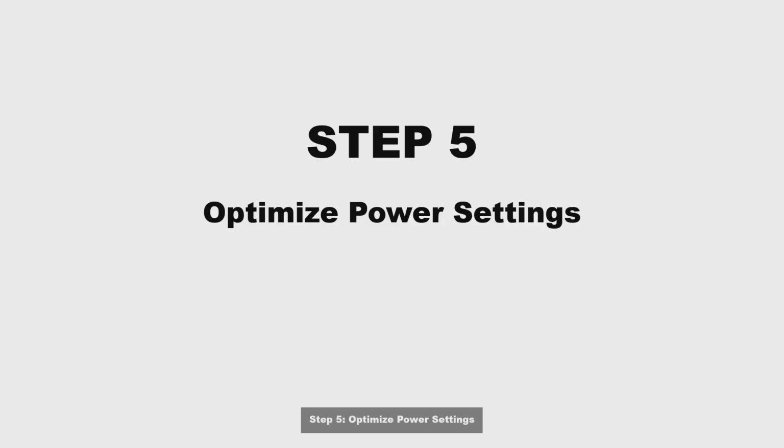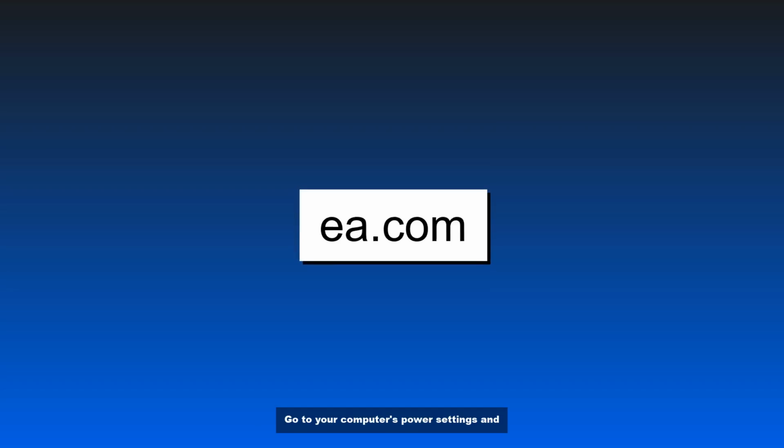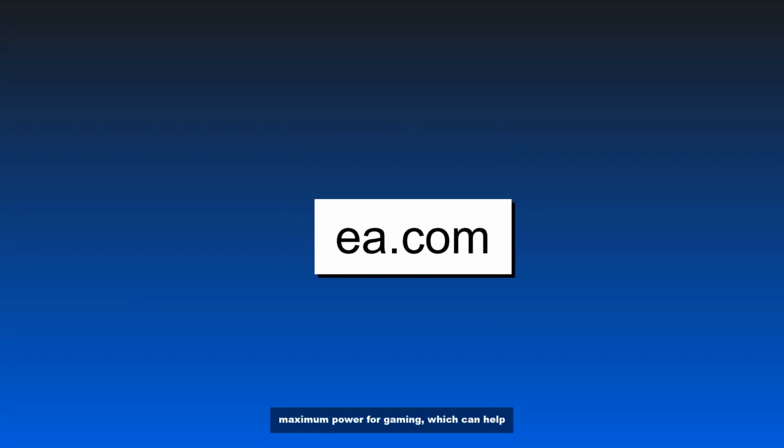Step 5. Optimize power settings. Go to your computer's power settings and select the high performance option. This setting ensures that your system is using maximum power for gaming, which can help reduce FPS drops.